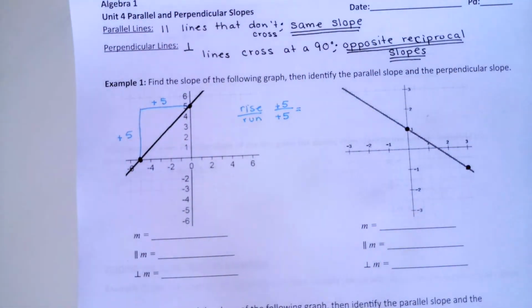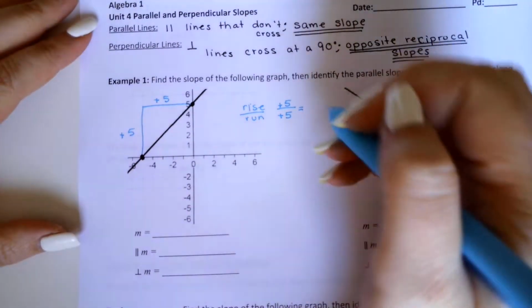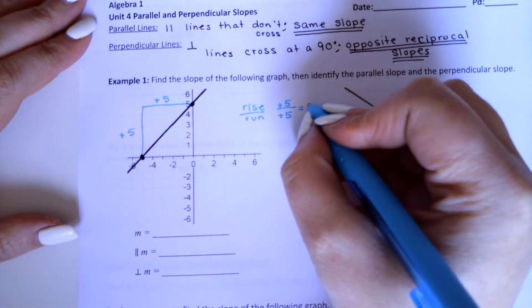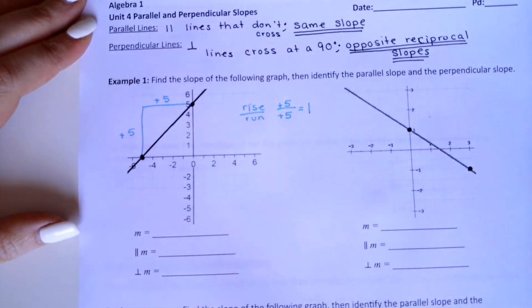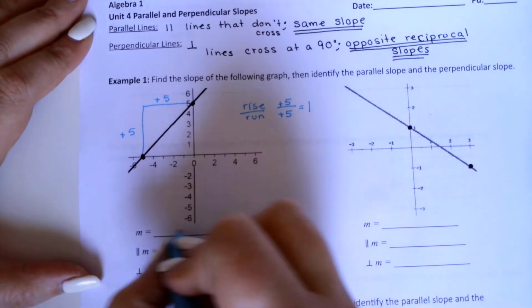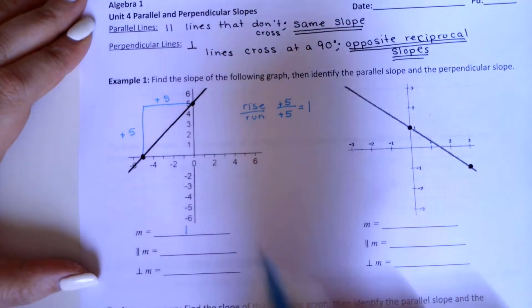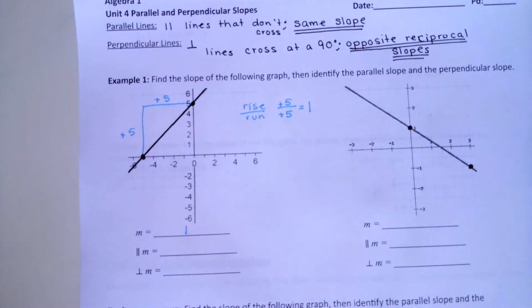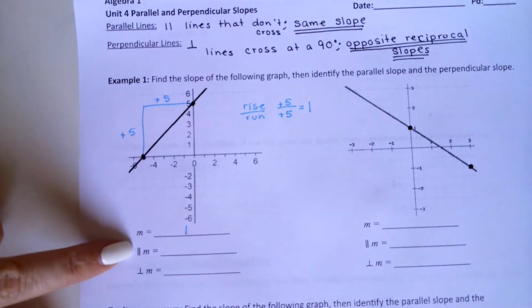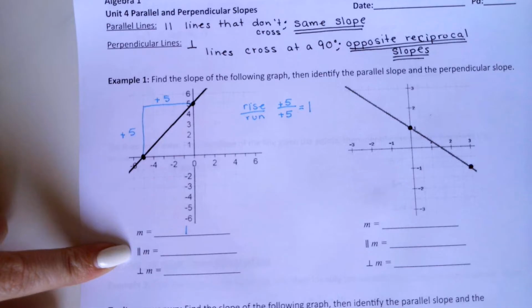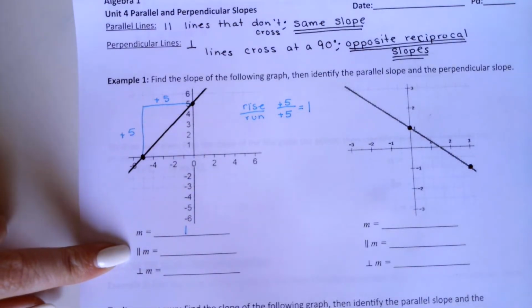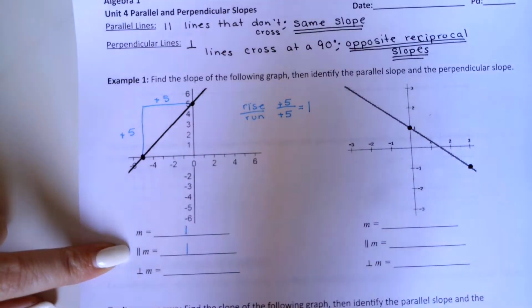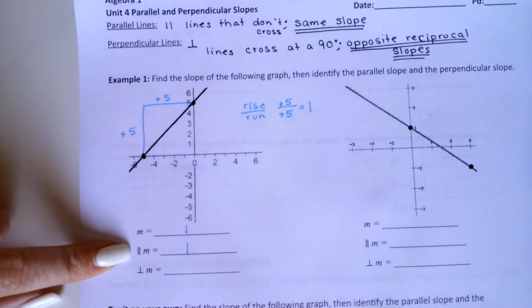So you can put this in Desmos to simplify it. It will always give you the simplified fraction if you click that little fraction button. But 5 over 5 simplifies to be 1. Okay? So my slope is positive 1. The parallel slope is going to be the exact same slope, so the same number. Okay? So it's also going to be 1.